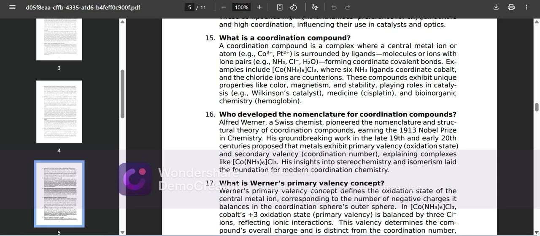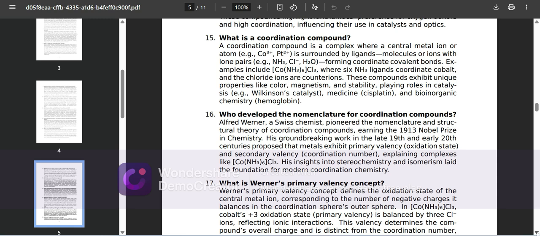What is a coordination compound? A coordination compound is a complex where a central metal ion or atom, such as Co3+ or Pt2+, is surrounded by ligands, molecules or ions with lone pairs, such as NH3, Cl-, H2O, forming coordinate covalent bonds. Examples include [Co(NH3)6]Cl3, where 6 NH3 ligands coordinate covalently and the chloride ions are counterions.